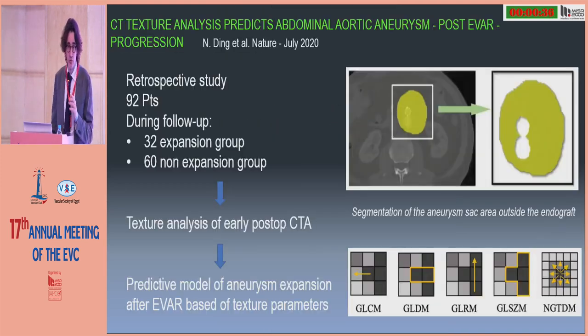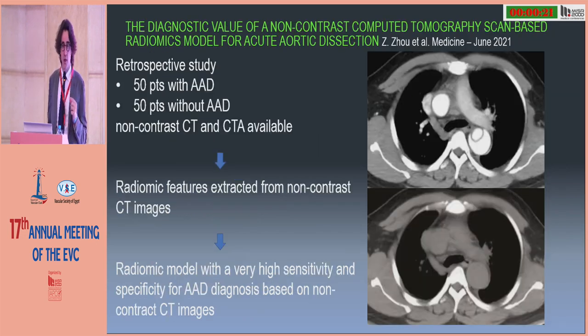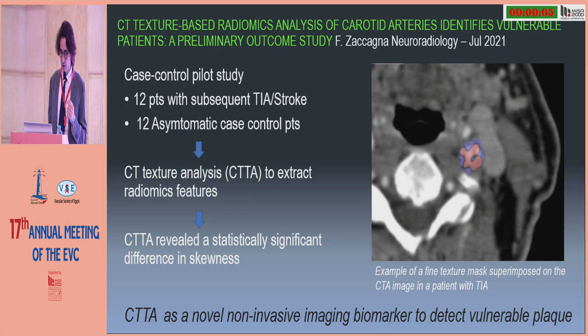In vascular surgery, some examples of how radiomics have been applied. They've designed models that, looking at the texture of aneurysms, they could predict the expansion of the aneurysms, and they could predict the endoleaks that would eventually cause the expansion of the aneurysm. They could look at dissections, and they could recognize dissections in CT scans without contrast with radiomic models, and they could recognize through radiomic models vulnerable or high-risk plaques in carotid surgery in several studies, as you can see here.